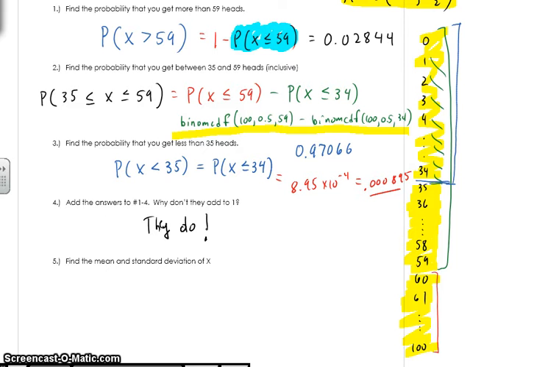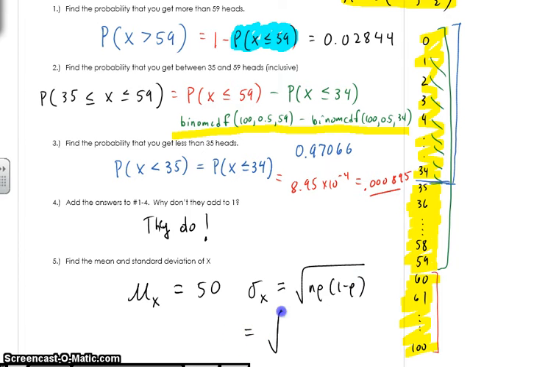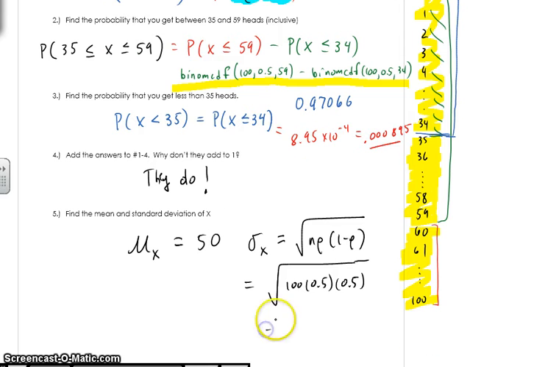All right, final thing. Find the mean and the standard deviation of x. The mean of x, that's just 50. The standard deviation of x, well, we just found that formula. It's the square root of np times 1 minus p. Plug that in. 100 times 0.5 times 0.5. 100 times 0.5 is 50. Half of that is 25. This is the square root of 25, which is 5. So the standard deviation here is 5.